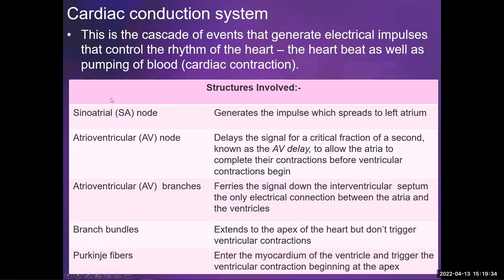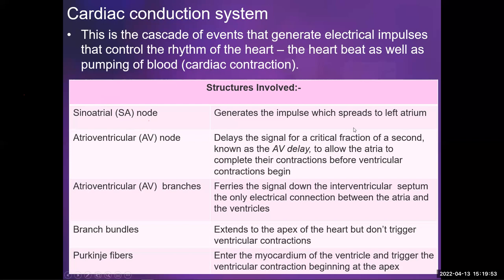This is where the impulse is started and spread throughout the heart: the SA node. This is the rhythm generator. Doom, doom, doom. This is like the DJ or the band that is playing for your sports day, so everybody then knows when to go down, left, right, left. And that's what the SA node does.